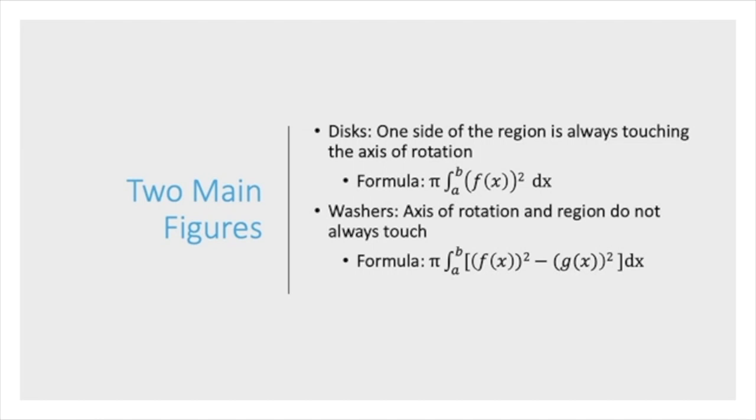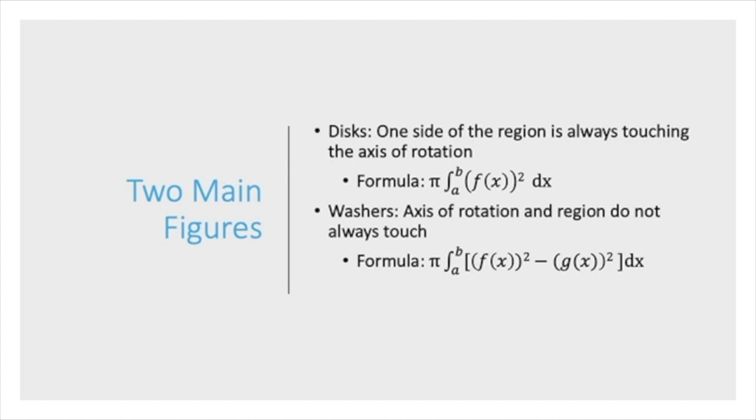So the formula for such a figure would be pi times the integral from your lower limit, which is a, to your upper limit, which is b, of f of x squared dx, which is very similar to what you would do if you were integrating the area of a circle, which is essentially what you are doing. F of x is going to be your radius, so since it is always touching, f of x is going to be your radius throughout, and since it is ever changing, f of x will be required to be your radius. So that is the formula for a disk.